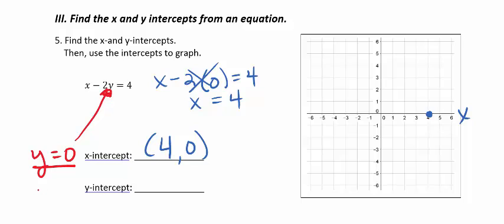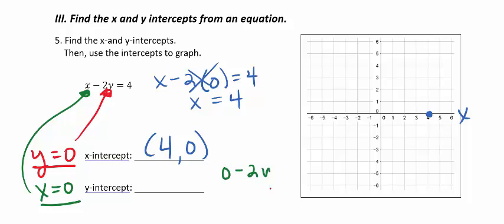My y-intercept always has x equal to 0, so this time I'm going to plug 0 in place of x, and I'm going to get 0 minus 2y is going to equal 4. Well, to simplify this, we just have negative 2y is equal to 4, and then we have to solve for y. So we'll divide both sides by negative 2, and that gives us y equal to 4 divided by negative 2 is negative 2.